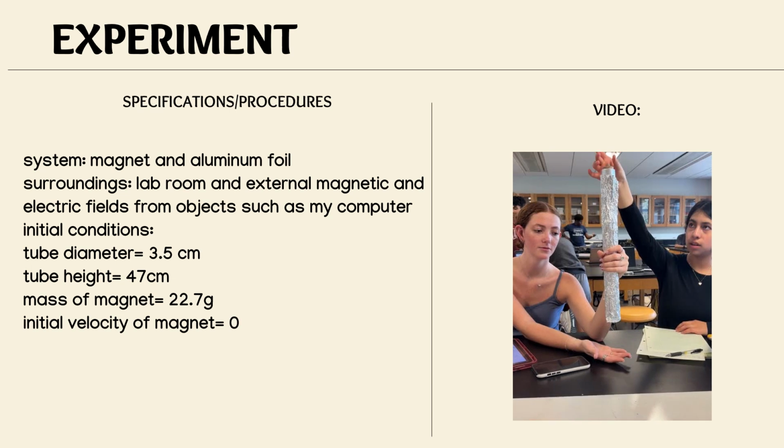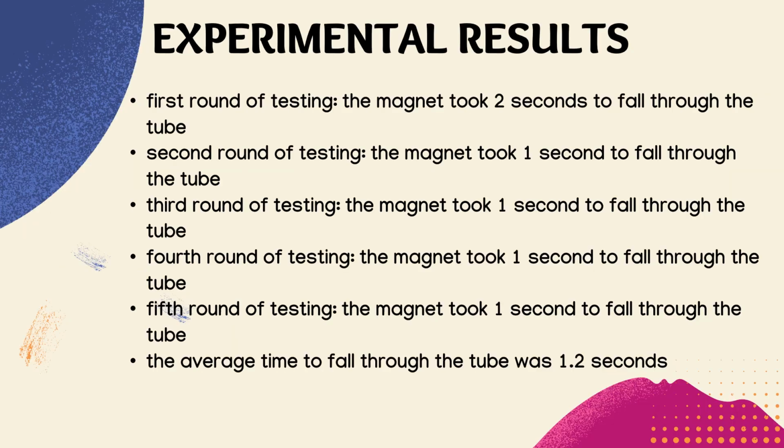And then I also have a short little video of the magnet falling through the tube. It's cut exactly when it's at the top versus the bottom, so you can't see it falling out. So after taking 5 of these videos, we found that in the first round, the magnet took 2 seconds to fall, and then all the other rounds, it was about 1 second. So the average time for the magnet to fall through the tube from top to bottom was 1.2 seconds.